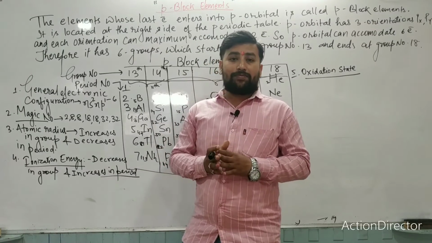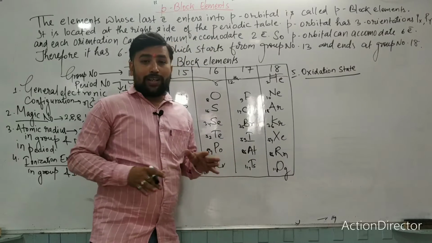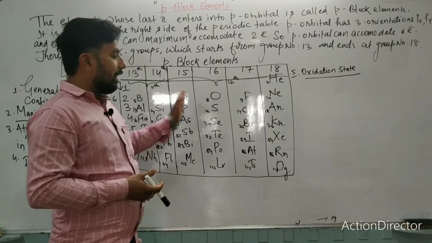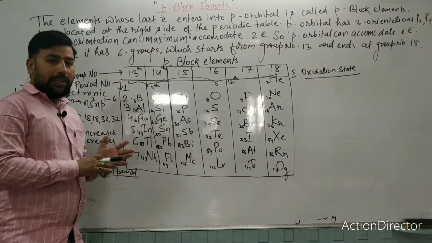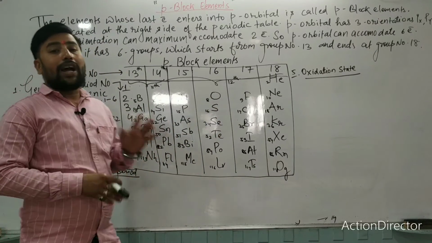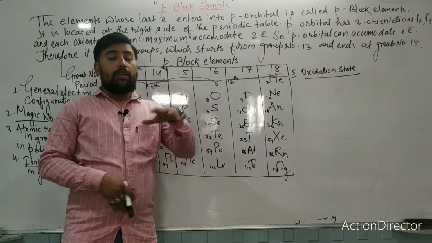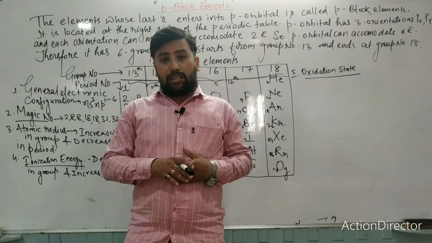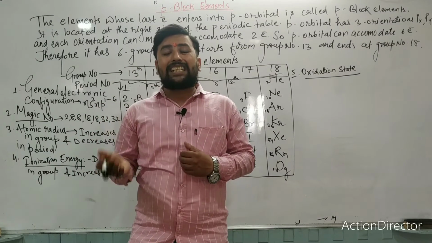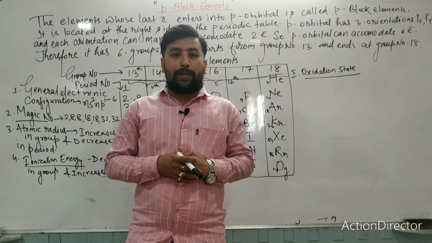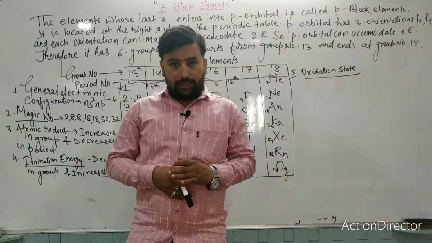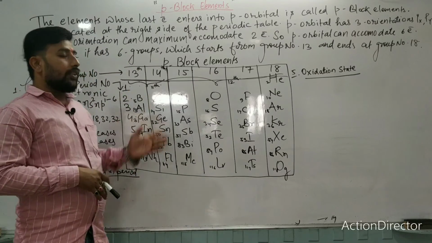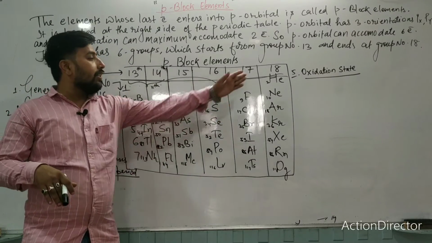But everywhere it's not combining; somewhere it's losing also. After the 14th group it combines, and before the 14th group it loses. So we can define valency as the combining capacity of an element, or a tendency to acquire an octet in its last orbit, either by gaining or losing. Group 13 elements can lose their 3 electrons and attain inert gas configuration.